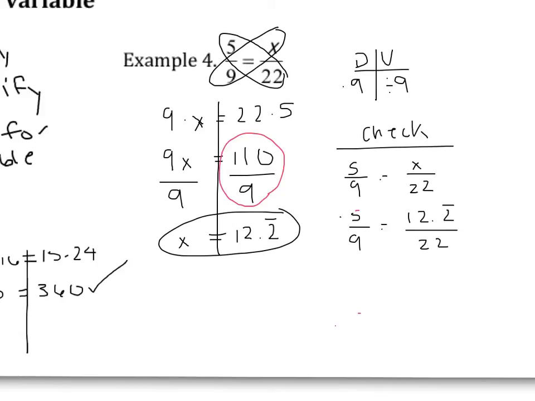Okay? Let's actually write this down here so I can show you something. We get 0.5 repeating. Now, when I try to check 12.2 repeating over 22, what I'm going to put in my calculator is this: 110 over 9 divided by 22. That's going to allow me to get that 12.2 repeating. And when I do that, I get 0.5 repeating. So our check works. So x equals 12.2 repeating.